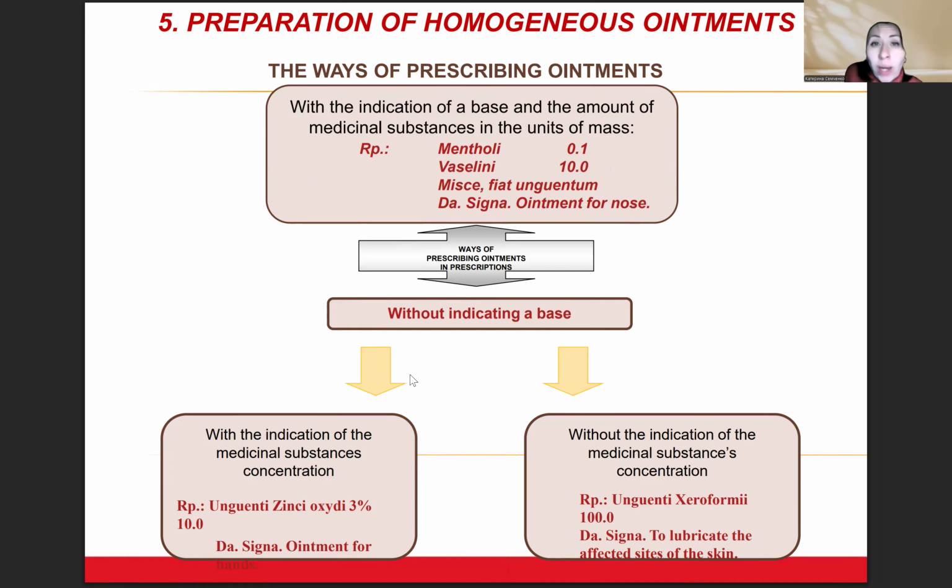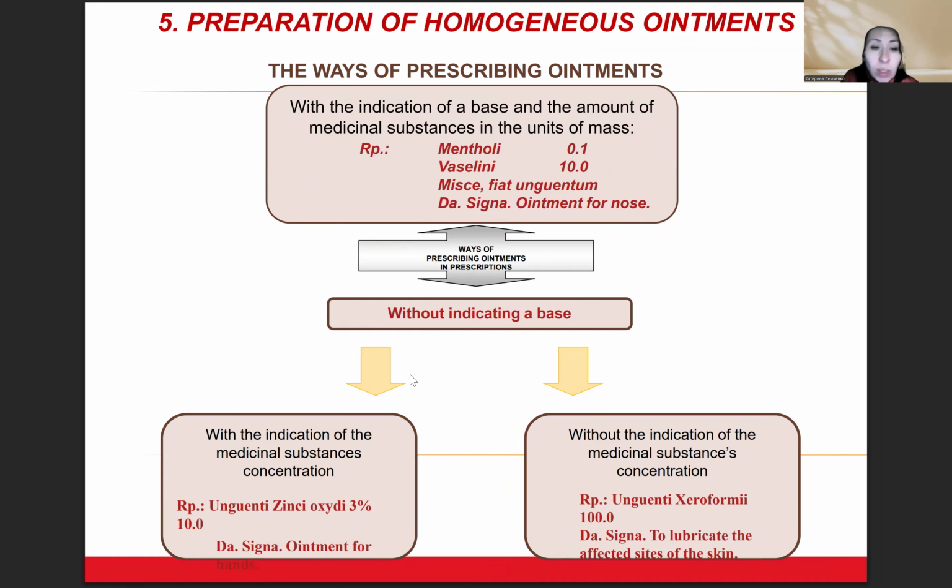So, ways of prescribing ointments. Usually the doctor prescribes to us the substance that he wants in the quantity that he wants and gives us the ointment base that he would like to get. It's very convenient for us. Like here, menthol 0.1, Vaseline 10, ointment for nose. Very clear for us what to take.